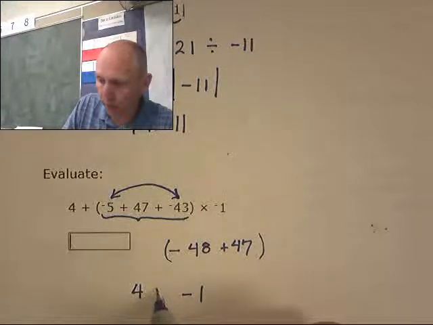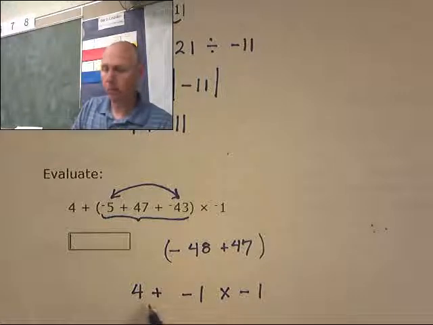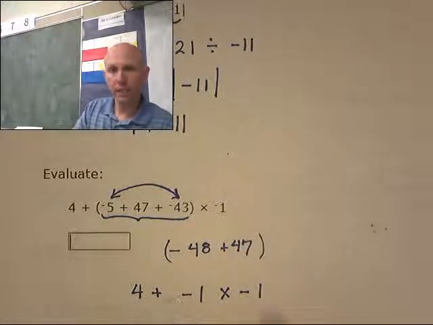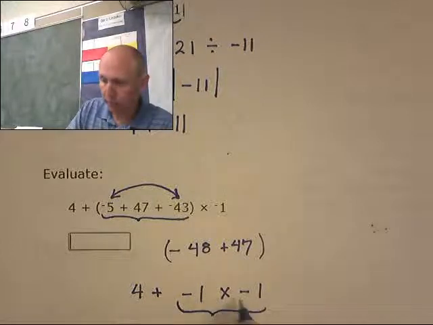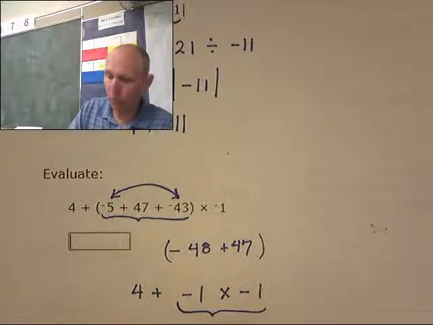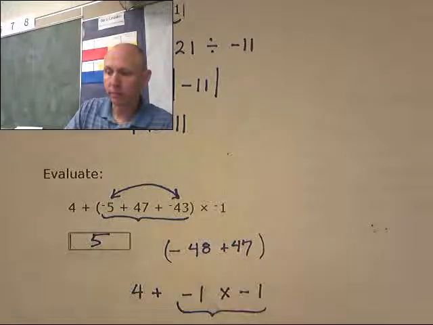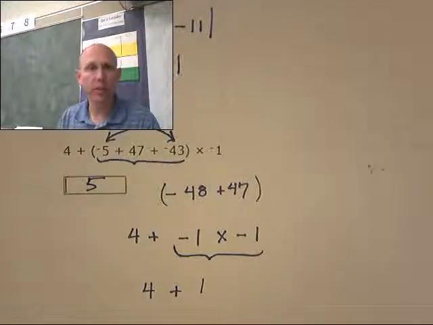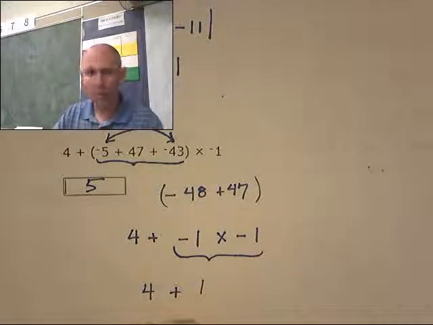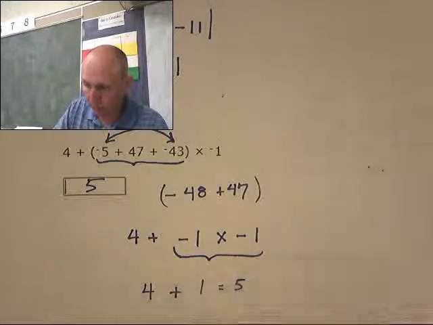Let's bring the rest of the problem down. I have a 4 plus a negative 1 times a negative 1. Should I do this plus a negative first, or should I do this multiplication? I should do the multiplication right here. Negative 1 times negative 1 is 1. So I have 4 plus 1, which is 5. And I'm sorry, you didn't get to see that bottom part. Right there, 4 plus 1 is 5.